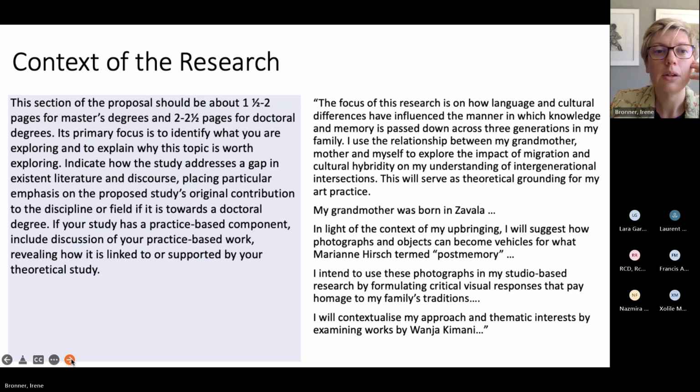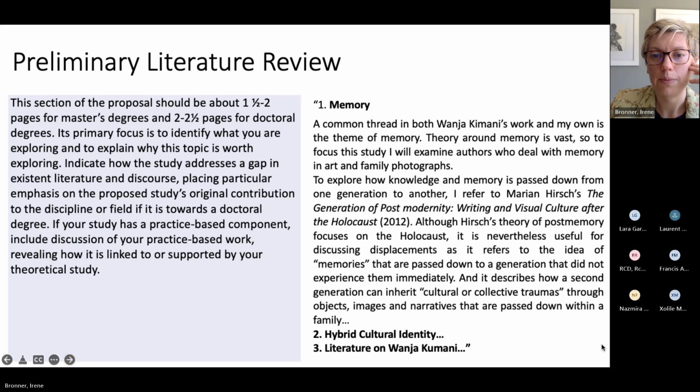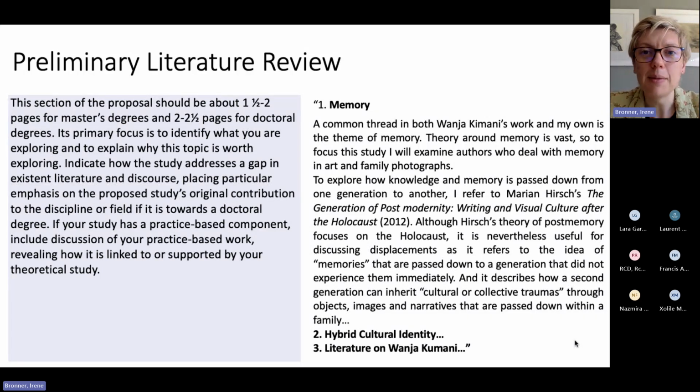It's longer. Your literature review. So if it's a proposal, 1.5 to 2 pages for master's degrees, so it's the same length as the context. And 2 to 2.5 pages for doctoral degrees. They often do go over, but not too much. Don't waffle, don't repeat yourself. So this is what students ask. They say, I don't know what to write in the context, I don't know what to write in the literature review. I'm repeating myself. You're not repeating yourself because the emphasis is different.